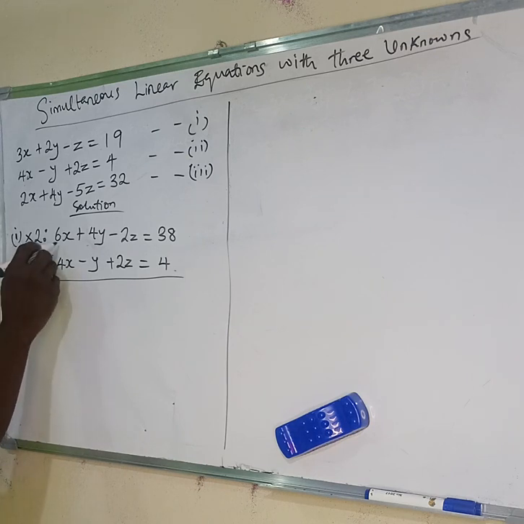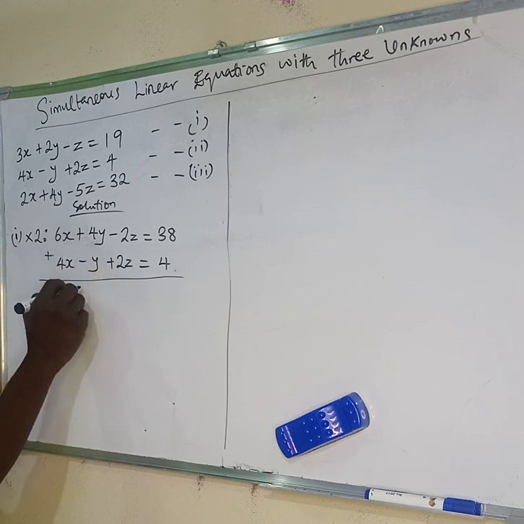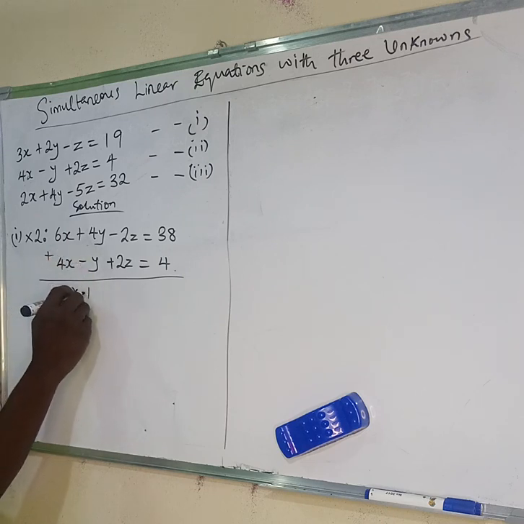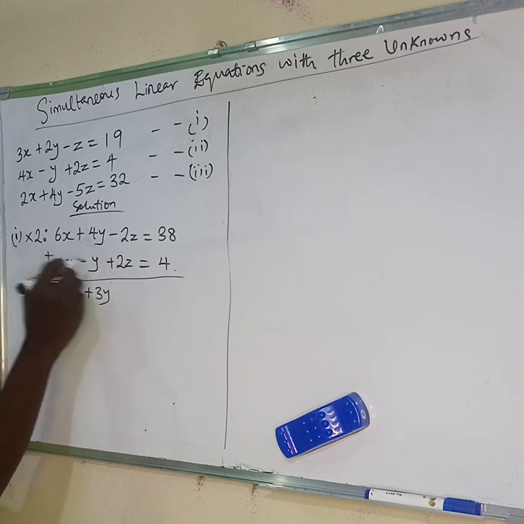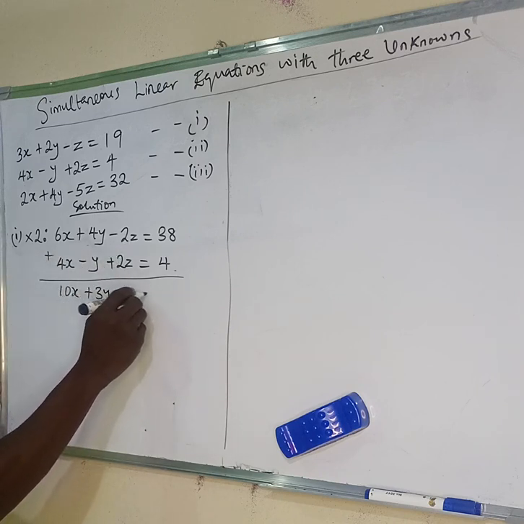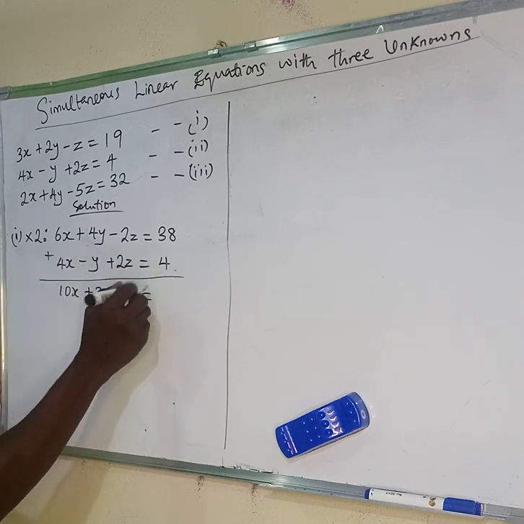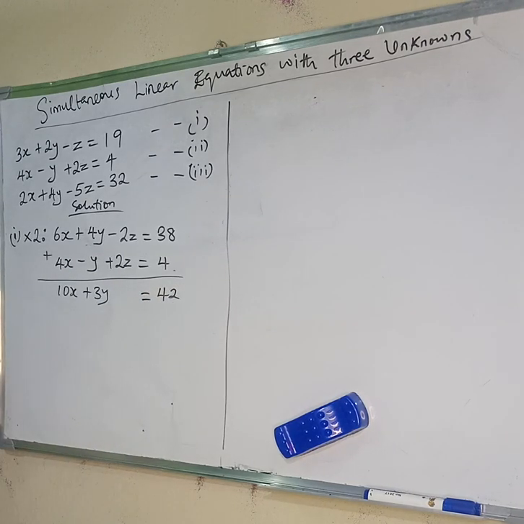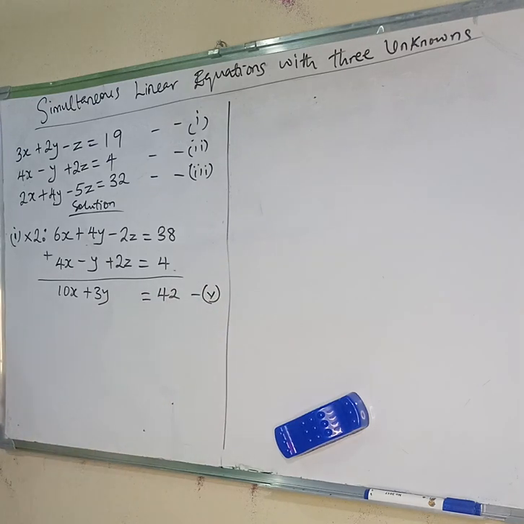Let's say plus. 6x plus 4x gives us 10x, plus 4y plus minus y. Plus minus is negative, so 4y minus y gives us plus 3y. Negative 2z plus 2z is 0, so I'm not going to write anything for z. z has gone away. 38 plus 4 gives us 42. All right? So this equation, I'm going to name it equation IV.